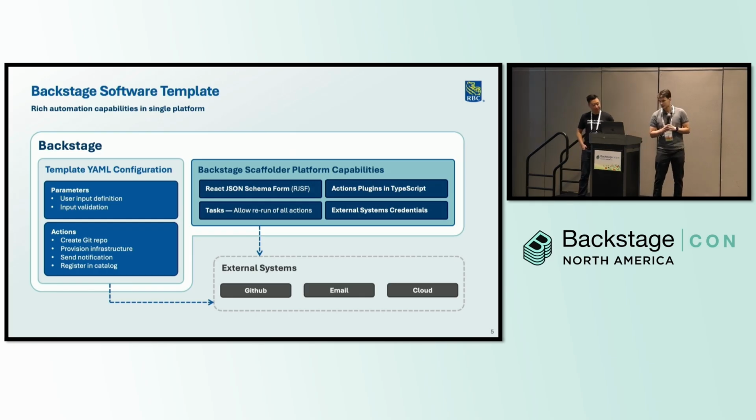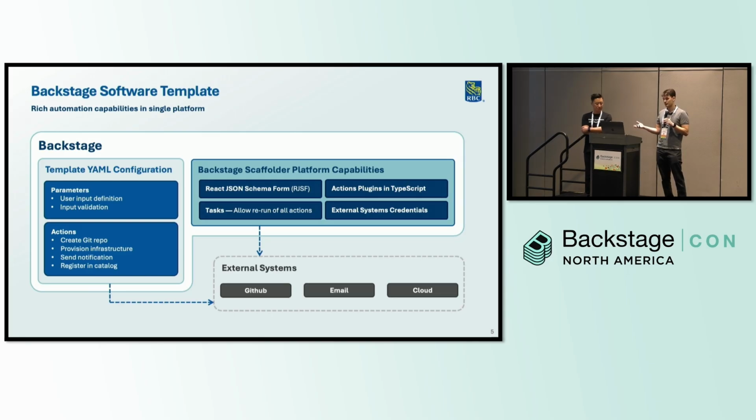So like I mentioned before, these YAML configs are where we define our template parameters, so things like user inputs and input definitions, validations, stuff like that. And in terms of platform capabilities, there's this notion of actions. Obviously, everybody knows about actions. This is a way for you to be able to perform things like creating Git repos, provisioning infrastructure, that sort of thing. What's great about actions is that there's a very rich open source community with all kinds of actions, from Git operations, Kubernetes deployments, Slack notifications, anything else.